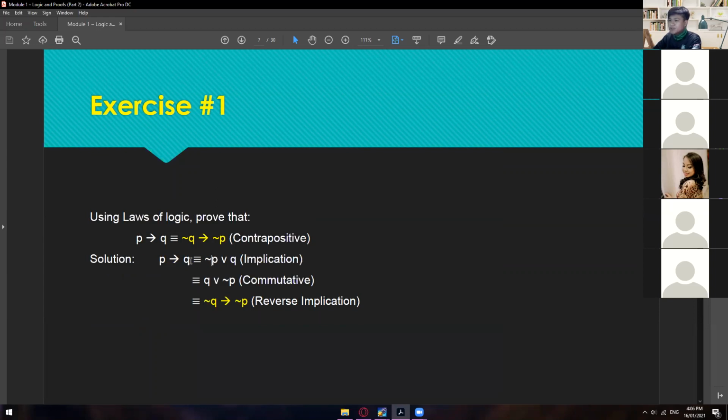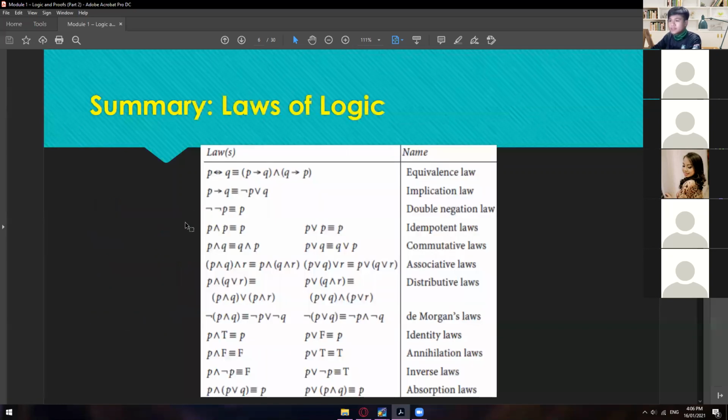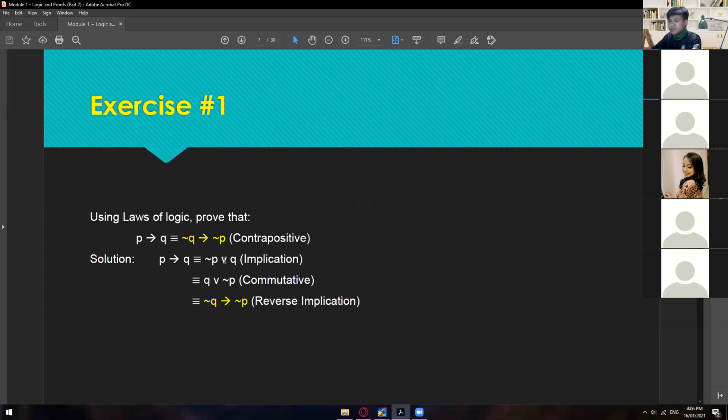Okay, so the first thing that you need to do is from here, you're going to apply implication. So what is implication? It's number 18. So we have P conditional Q, it's equal to not P or Q. So that is why we have not P or Q in here. And then by applying commutative, we can interchange those two. So Q here became the first part of our statement, and then our negated P here became our last statement. And then lastly, we can now apply reverse implication.